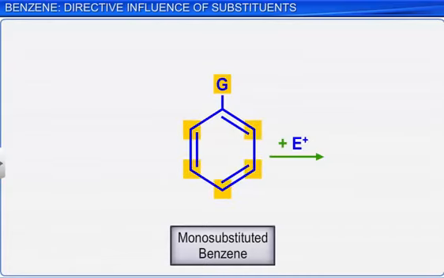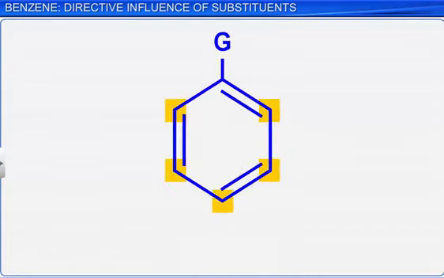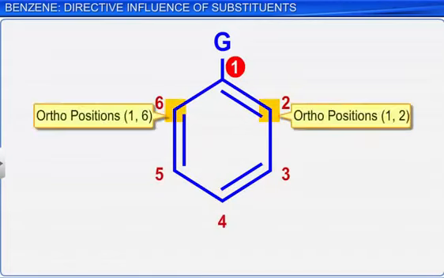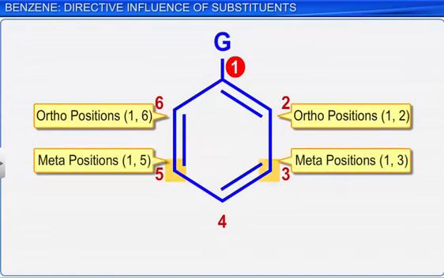Of these 5 remaining positions, with respect to position 1, position 2 and 6 are equivalent and said to be the ortho positions. Positions 3 and 5 are equivalent and said to be the meta positions, and the position 4 is said to be the para position.